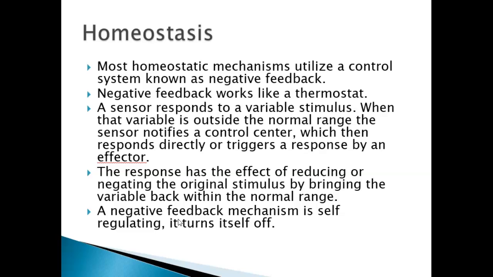You can look at how a thermostat in your house works. You set the temperature at 72. If it gets above 72, a switch is thrown, and cold air is pushed into the room in order to bring the temperature down to 72. That's a negative feedback. If it gets too low, a switch is thrown and warm air is pushed into the room to bring the temperature back up. That is a negative feedback. So you have an effector and you have receptors, but it's a system that turns itself off. So it's a self-regulating system.